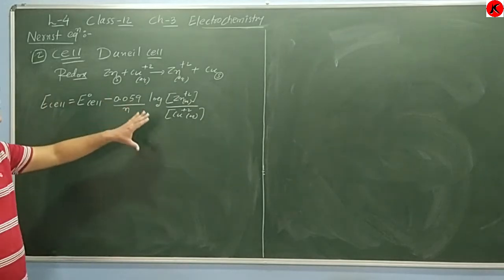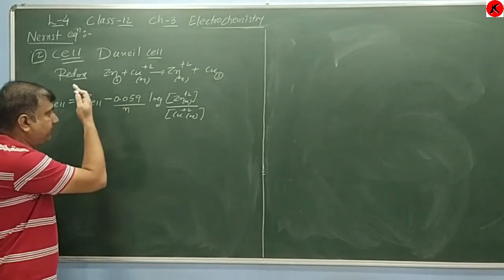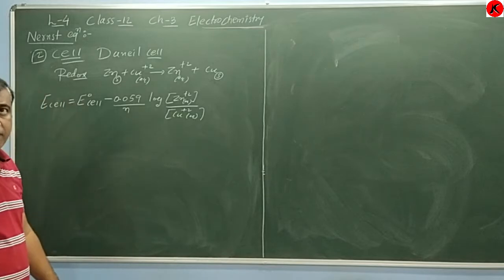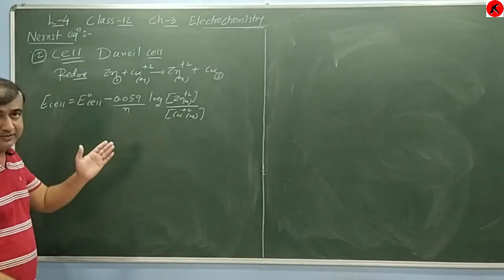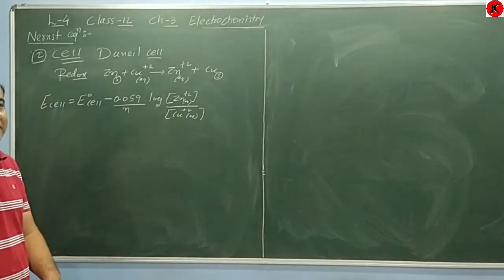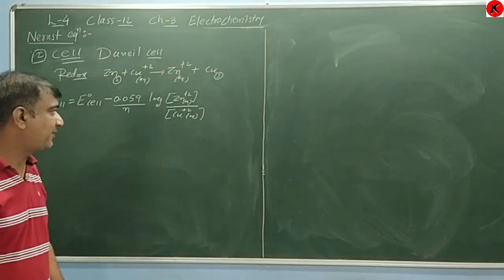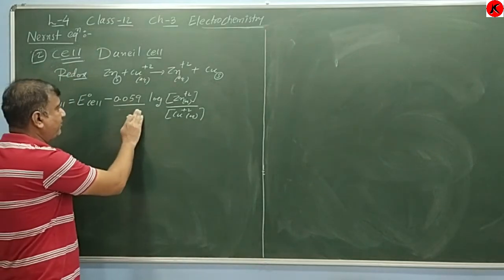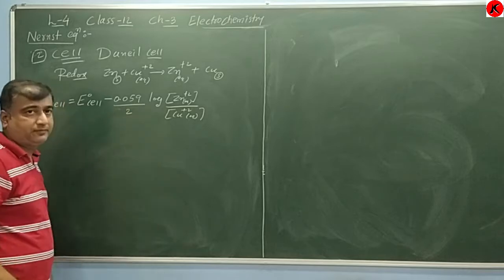So in this way we can write it. Also we know the value of n. The value of n for the Daniell cell, where Zn is converted to Zn2+ plus 2 electrons, is obviously 2.